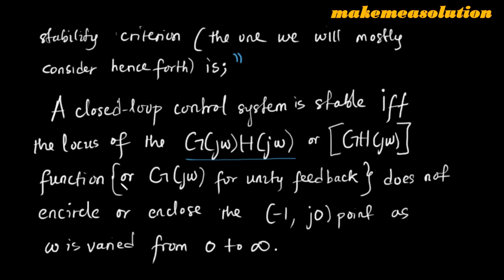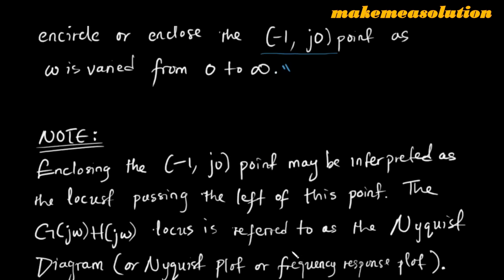Okay, so the locus of this function, or the locus of G of j omega when H of j omega is equal to 1, that's unity feedback. So a closed loop control system is stable when the locus of this particular function does not encircle or enclose this critical point, as omega is varied from 0 to infinity. So this is a simple statement. You can actually use this one in exam. Now I know the statement of all these things might have sounded a little strange and bizarre. That's why I created some examples so that you will be able to understand them.